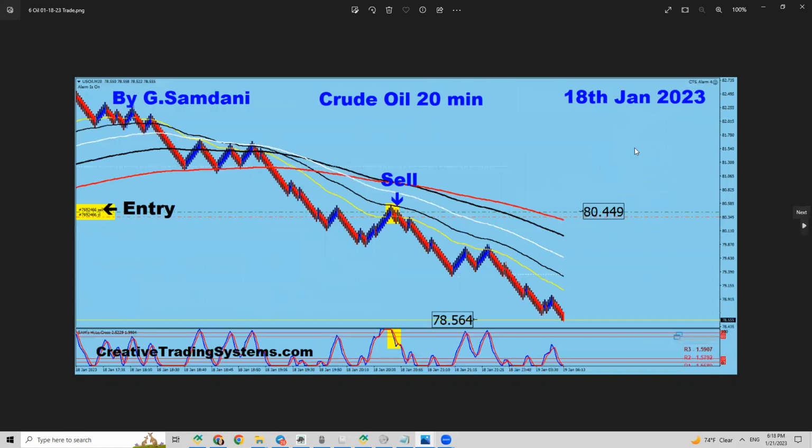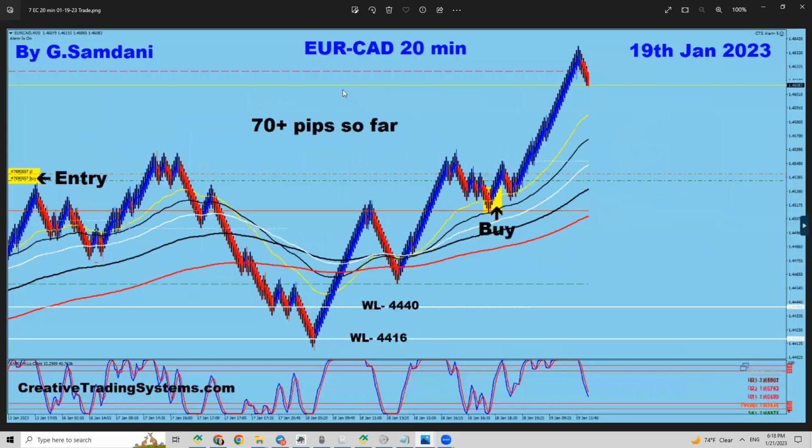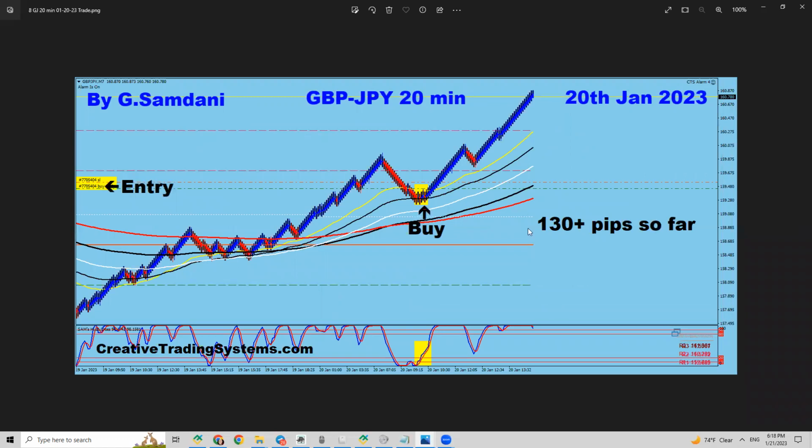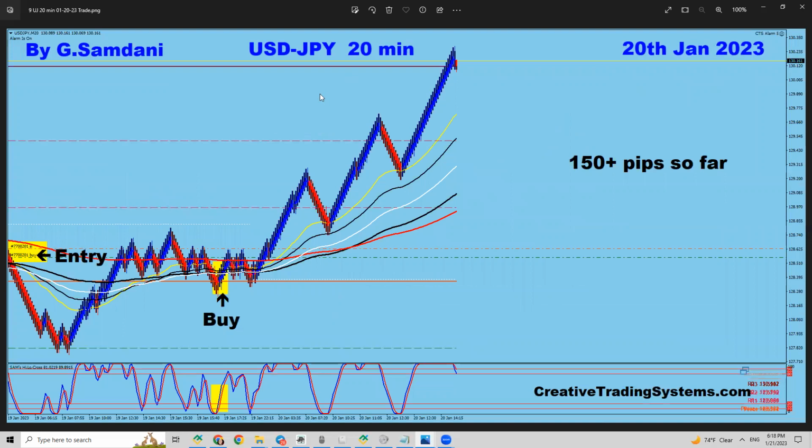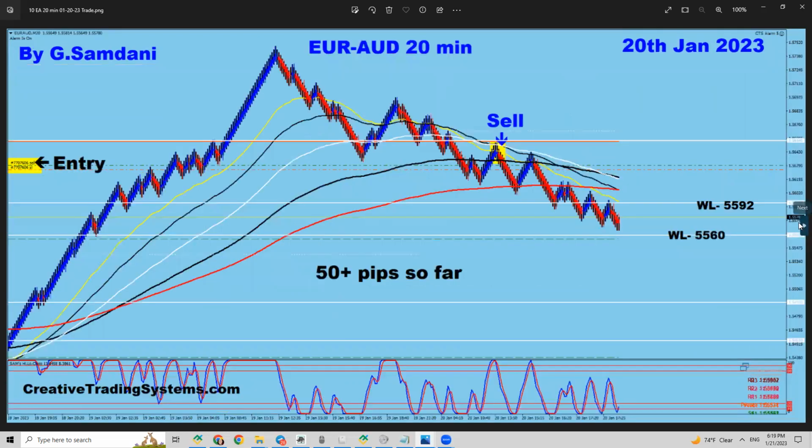Okay, on the 18th, crude oil from here, beautiful by the book entry, and went down from 80.50 to 78.50. And here, you can see Euro CAD buy gone with the wind for 70 pip. Here, pound yen again for 130 pip on Friday, the 20th, and pound USD yen for 150 pip from here. Not only this one, but it gave this beautiful entry, right? But I was in, so I don't take 2 entries or 3 entries, just 1 entry at a time. That's it. 1 pair, 1 entry.